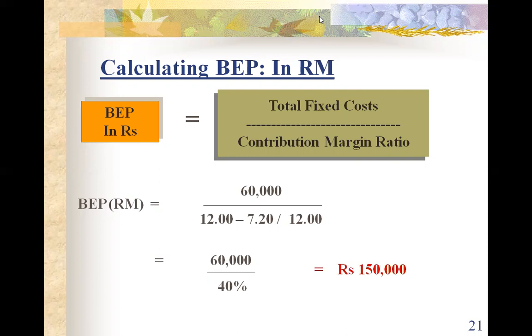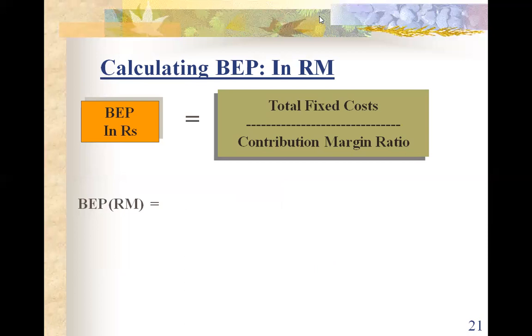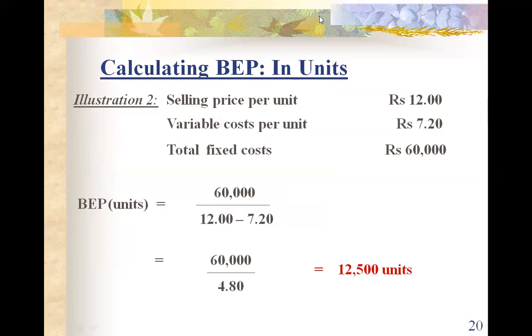Okay, you can also calculate it on a per unit basis; if you just multiply it by the sales value, the same amount will come. Total fixed cost is 60,000 and 12 minus 7.2. What about 12? Here is the illustration. You see, selling price is 12, variable cost is 7.2, and total fixed cost is 60,000.